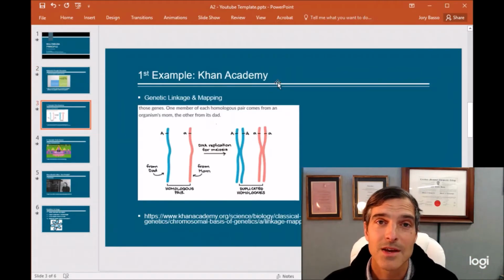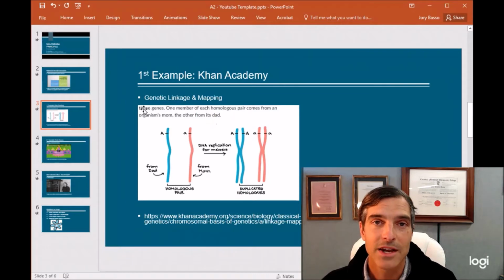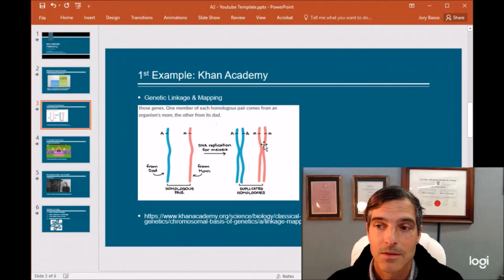The first example I'd like to provide is the Khan Academy. Many of you are aware of this. And I chose a page where they're talking about genetic linkage and mapping. So there's a mixture of text and graphics. You can see here, I just took a snippet of a page where they had text and then they have graphics underneath which help to explain the topic that was just mentioned.